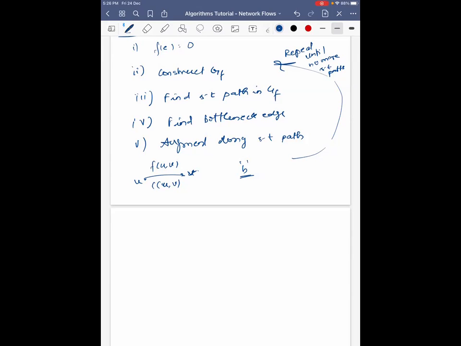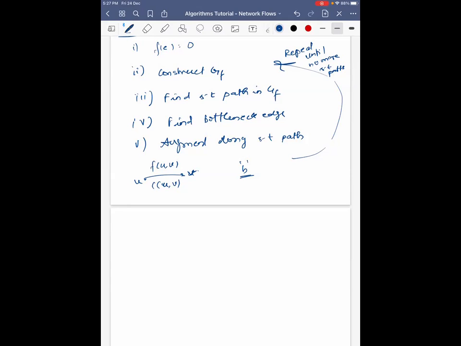But when you talk about a path, your path is either going to use U to V or it's going to use V to U. It's not going to use both, otherwise it doesn't make sense. So the edge is going to be either forward or backward, but with respect to a path, with respect to your chosen path. But an edge in G could spawn both kinds of edges, forward as well as backward.